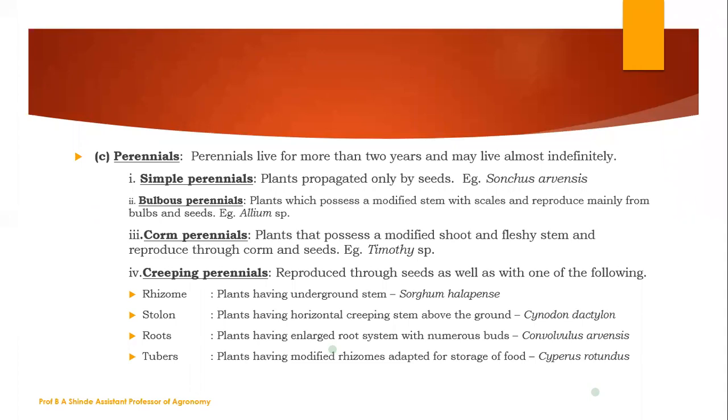Okay, then the stolon: plants having a horizontal creeping stem above the ground, for example Cynodon dactylon. Then the roots: plants having enlarged root systems with numerous buds, for example Convolvulus arvensis. Then the tubers: plants having modified rhizomes adapted for the storage of food, for example Cyperus rotundus.